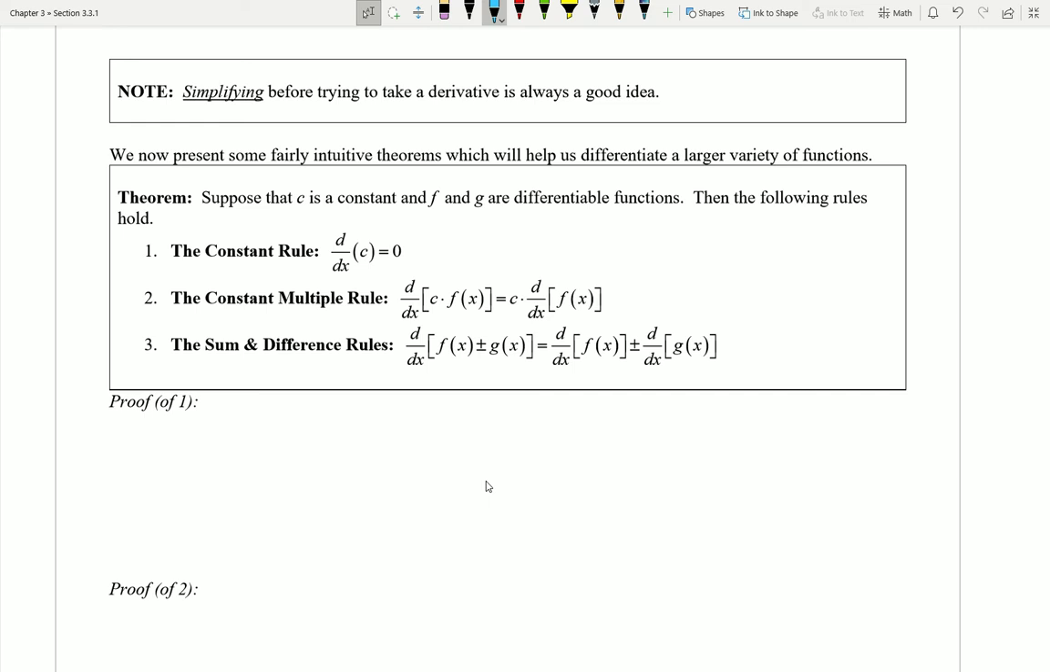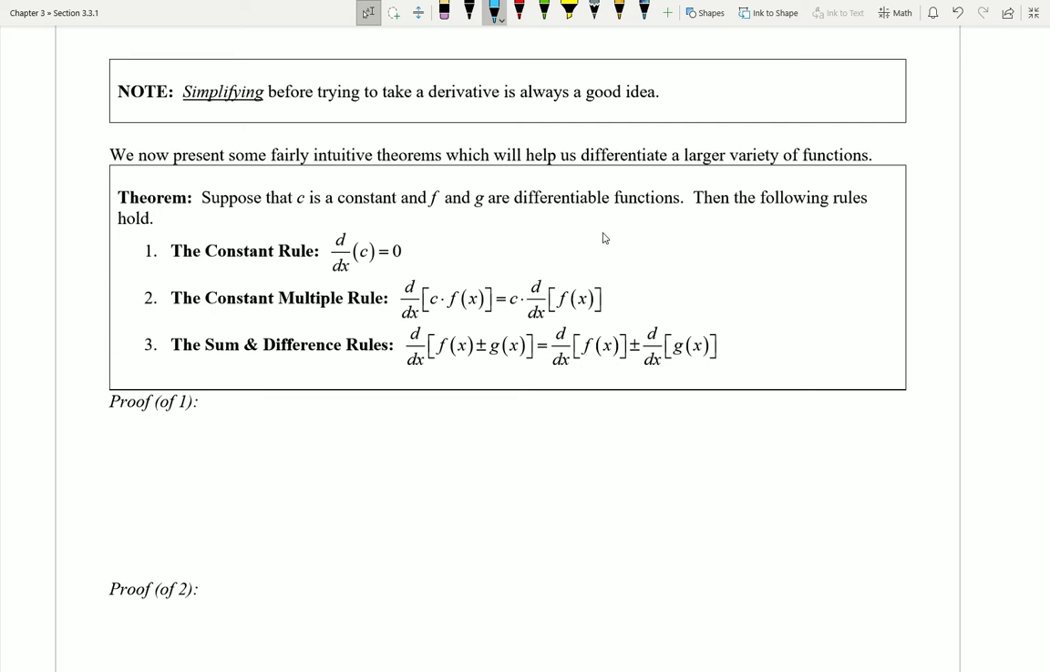In this video, we're going to take a look at a couple other new shortcut rules that we can start to add to a big list of shortcut rules that we will develop to make calculating derivatives a whole lot easier. So I'm going to present here a fairly intuitive set of ideas. It's actually kind of three theorems all in one, but I'll box them up all together, that show us how to differentiate a larger variety of functions.